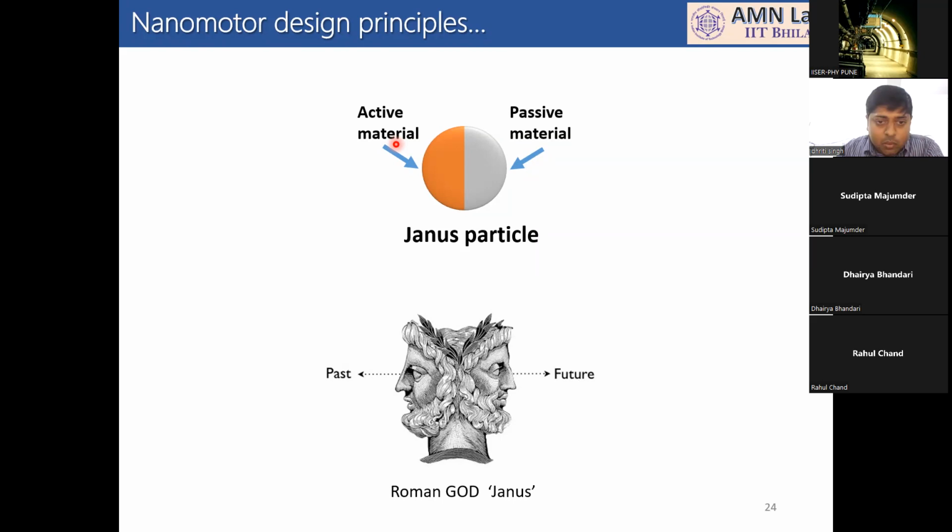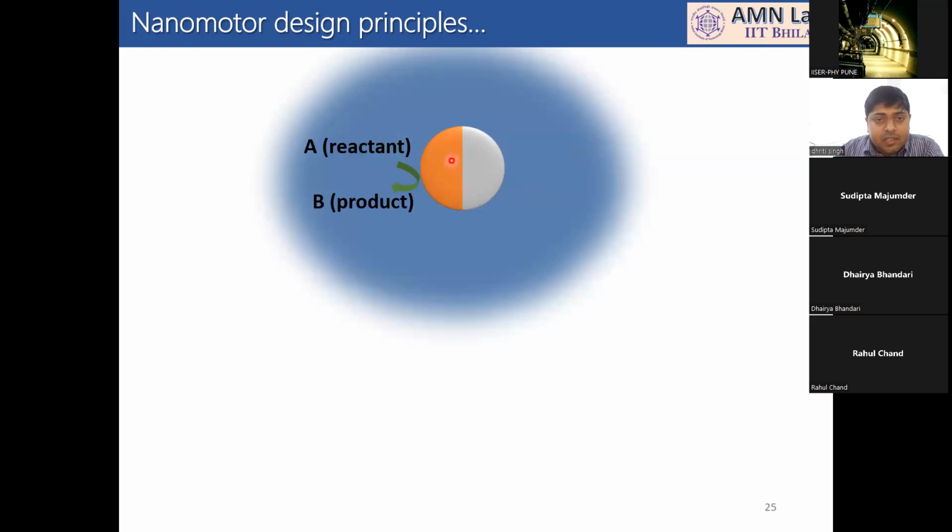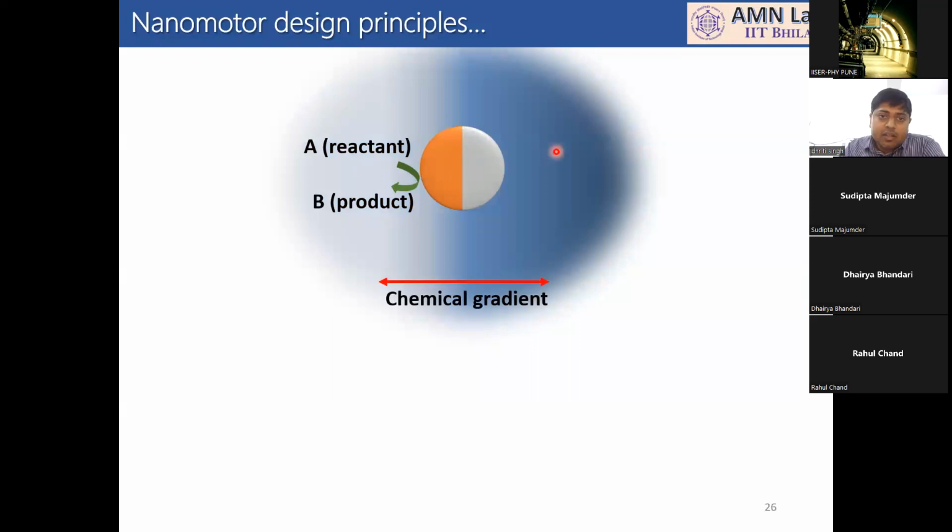So now let's assume the active side has a chemically active component. When you put this particle inside a chemical, it has the ability to convert the chemical into some other form. Because the chemical reaction is happening only on one side, eventually it will form a chemical gradient. Once the chemical gradient is formed, then from the same diffusiophoretic phenomena there will be a flow around the particle, a slip flow, and it will start moving.